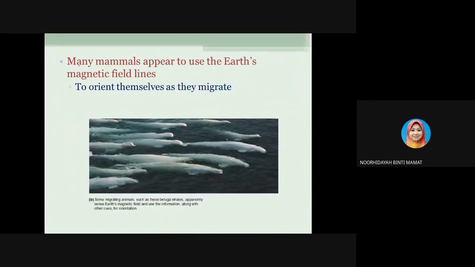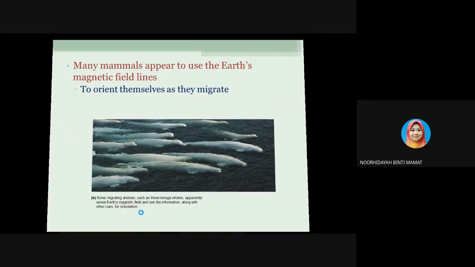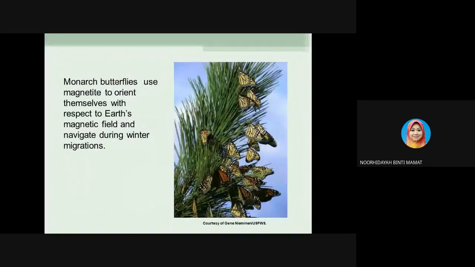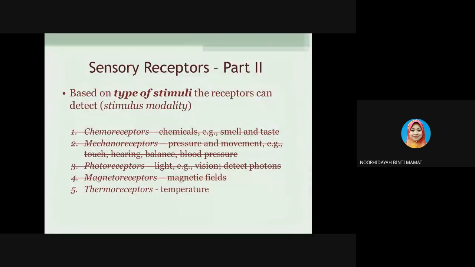Many animals appear to use the Earth's magnetic field lines to orient themselves as they migrate. For example, whales apparently sense the Earth's magnetic field and use the information along with other cues for orientation. Another example is the monarch butterfly. Monarch butterflies use magnetite to orient themselves with respect to the Earth's magnetic field and navigate during the winter migration. So that is the fourth type of stimuli.